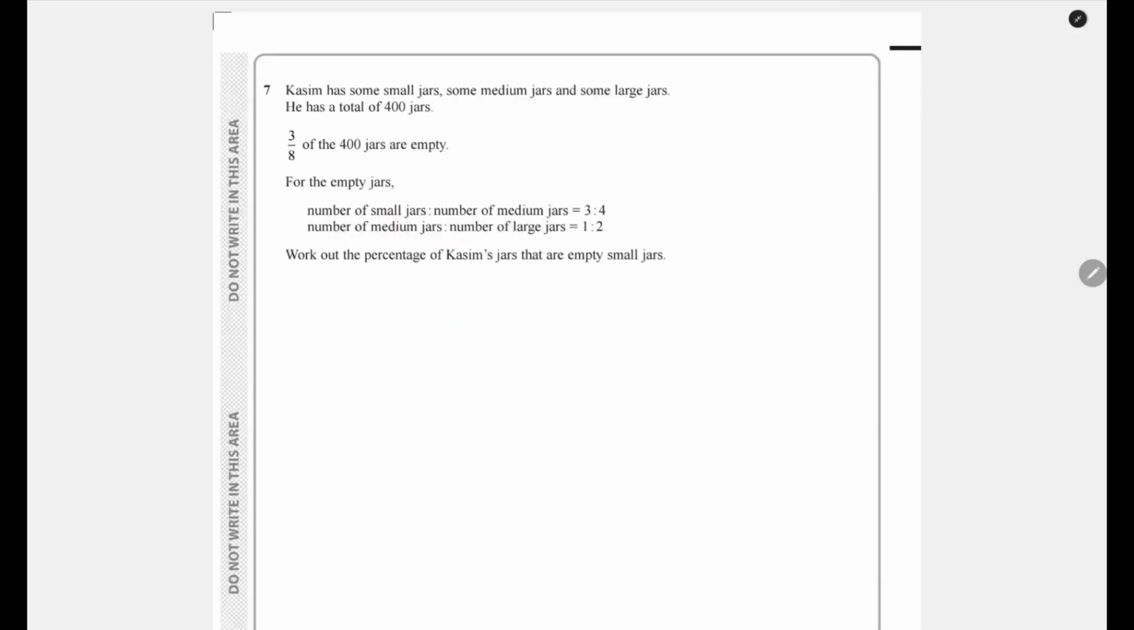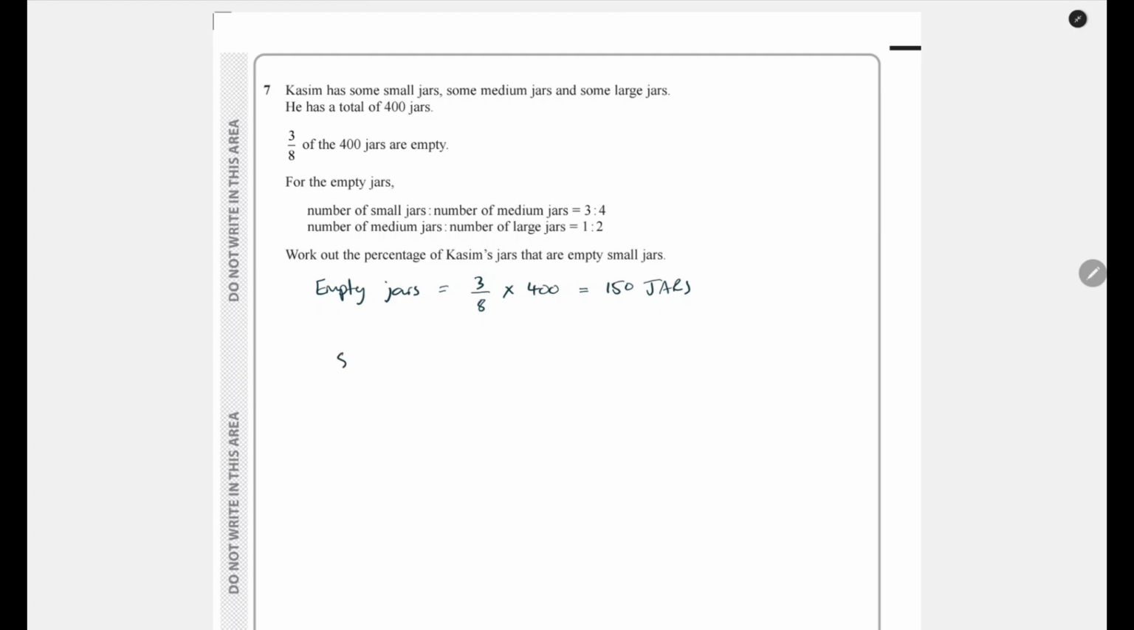Question 7 says that Kasim has some small jars, some medium jars, and some large jars. He has a total of 400 jars. 3/8 of the 400 jars are empty. For the empty jars, the ratio of small to medium jars is 3 to 4, and the ratio of medium jars to large jars is 1 to 2. Work out the percentage of Kasim's jars that are empty small jars. The first thing that we're going to work out is the total number of empty jars. That is just 3/8 multiplied by 400, and that gives us 150 jars.